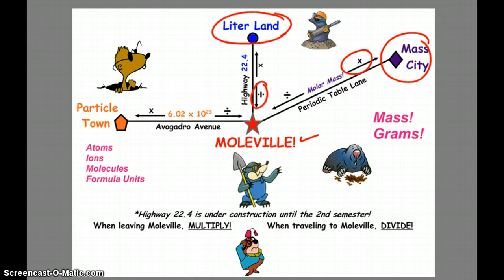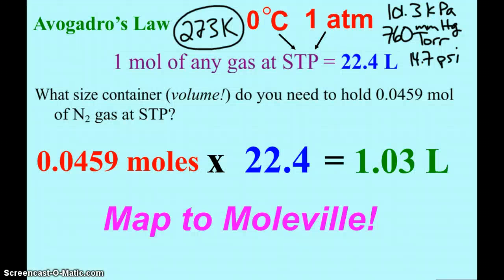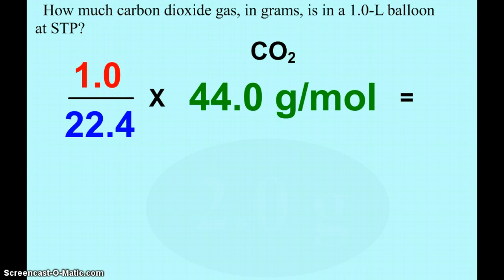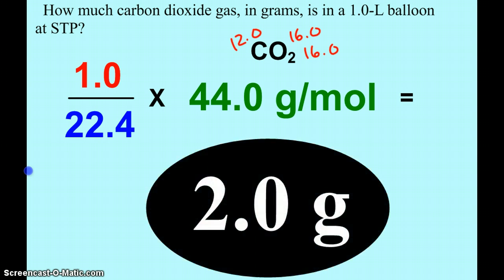So we have to multiply by the periodic table. So again, using our map to Moleville that we've done since October. And so I take my 1 liter divided by 22.4, multiply by carbon dioxide, 12 plus 16 plus 16 for the 2 oxygens. That's how I got the 44. And that is 2 grams of carbon dioxide gas in the 1 liter balloon at STP.